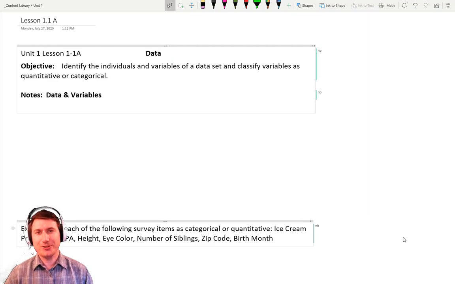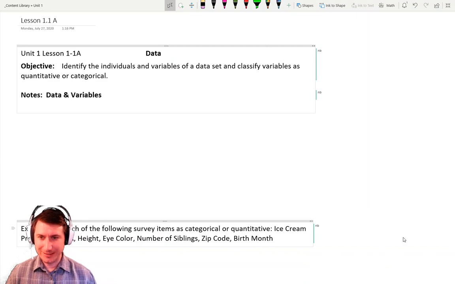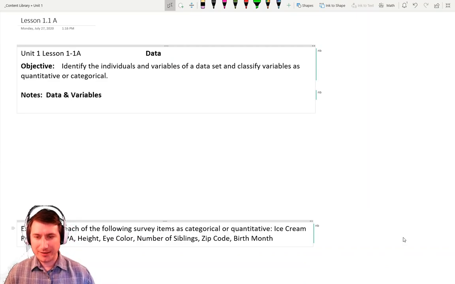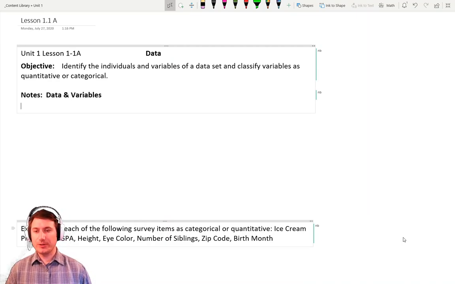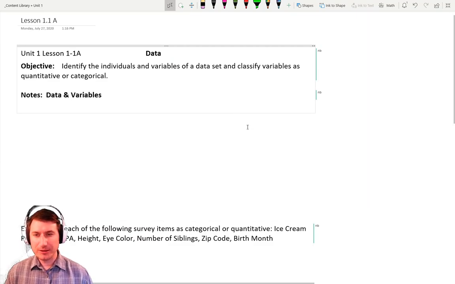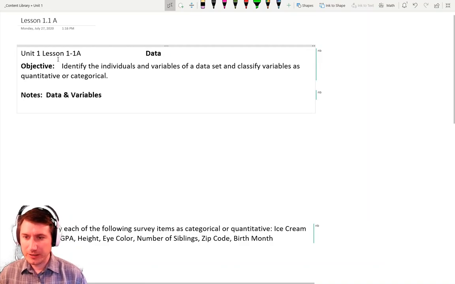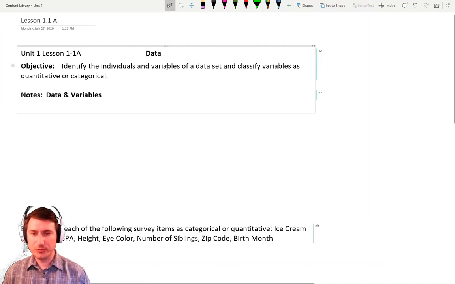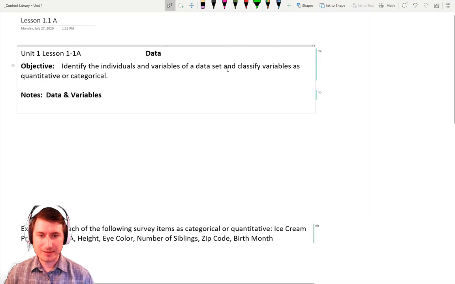So we are going to start at the beginning, the foundation of statistics, which is data. All statistics starts with data. If you have a question you want to ask, you have to go and collect data that you can then analyze. So we are going to start by looking at some of the vocabulary that we use to help describe data. Our objective here is to identify the individuals and variables of a data set and classify variables as quantitative or categorical.